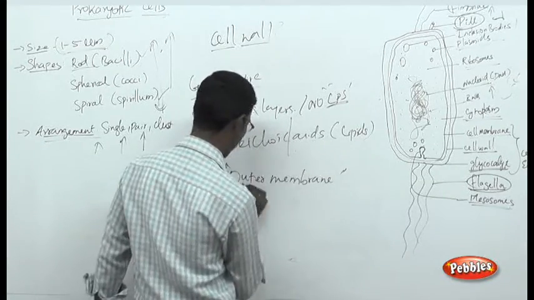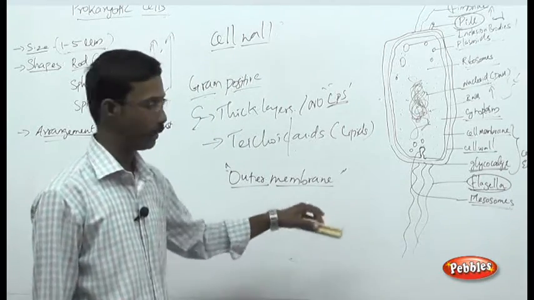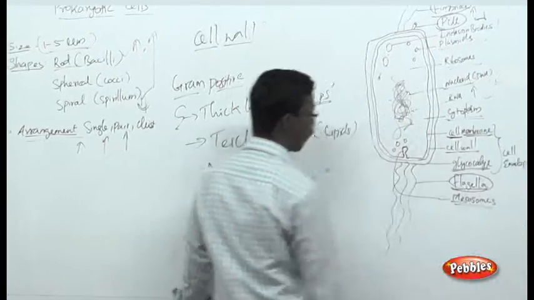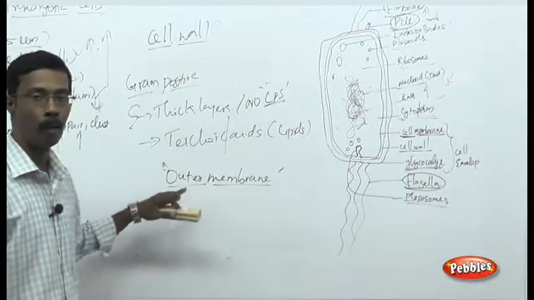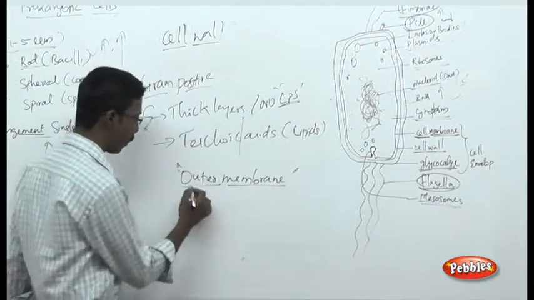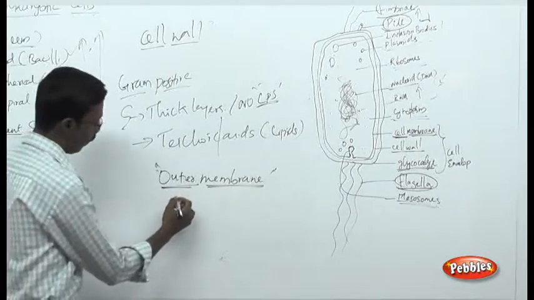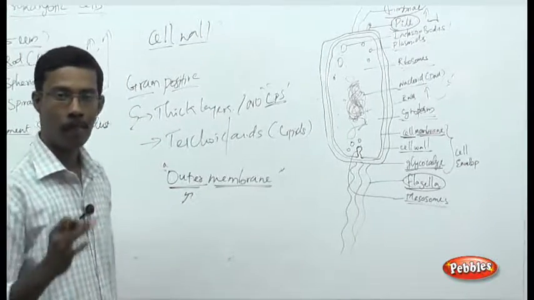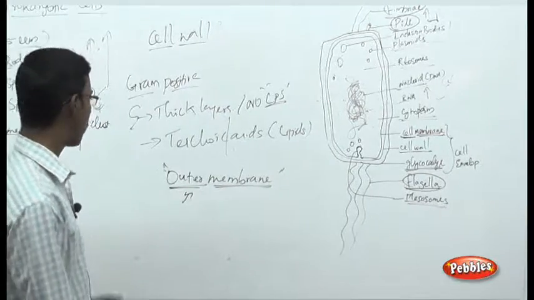As I told you, all prokaryotic cells have the plasma membrane, or cell membrane, within the prokaryotic cell structure. But apart from the cell membrane, there is one more structure called the outer membrane present in gram negative bacteria. The point you have to remember, if you are going to appear for a test, they may ask the question: the outer membrane is present only in gram negative cells, and it is absent from gram positive bacteria.